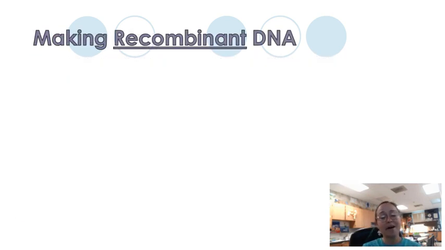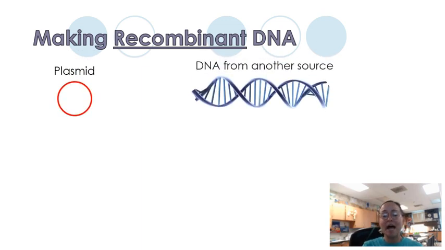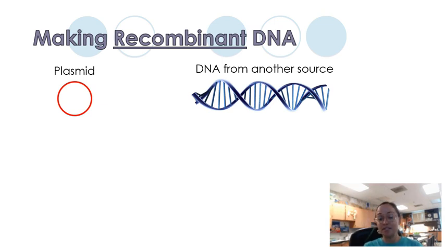So now when we talk about how we use these plasmids, scientists are going to make recombinant DNA. With recombinant DNA, they're going to use a plasmid, and then they're going to take the DNA that they're interested in using to study. For my example, we'll be using insulin as the human gene of interest.